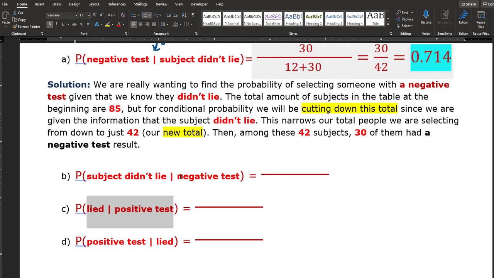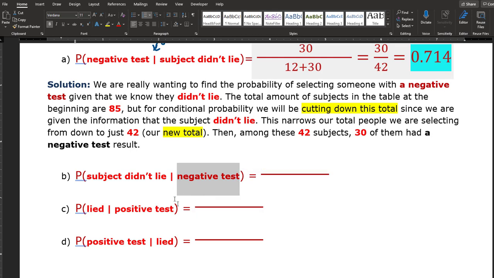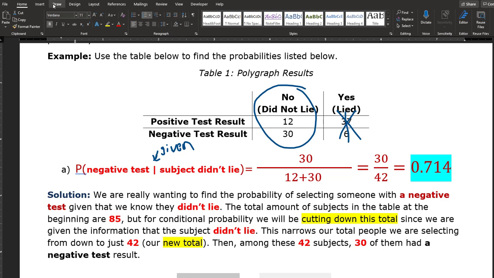Okay, so this one wants us to find the probability of a subject who didn't lie, given that they got a negative test right here. Okay, so what we're going to do, I'm going to go back up here to my chart.